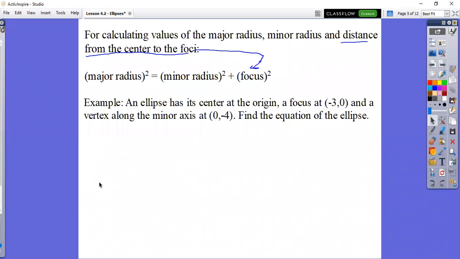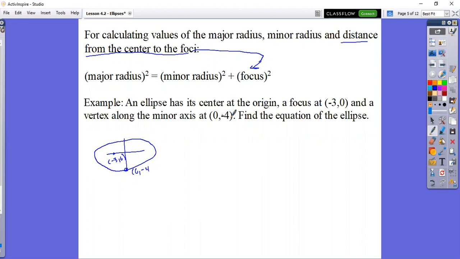So let's take a look at this example. This ellipse has a center at the origin. It has a focus at (-3, 0), and a vertex along the minor axis at (0, -4). So when I think about what this looks like in the coordinate plane, the minor axis is going to be the y-axis here because it has a vertex at, oh, sorry, wrong direction. I thought it said (0, 4). It's (0, -4). All right, it has a focus at (-3, 0). So this is going to look something like this.